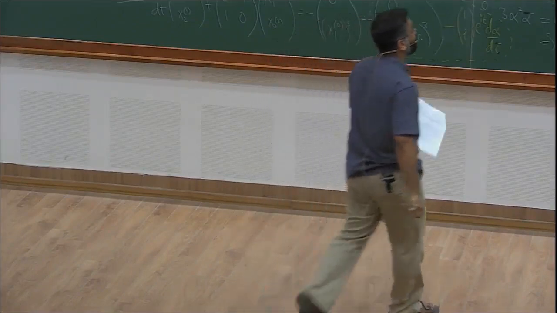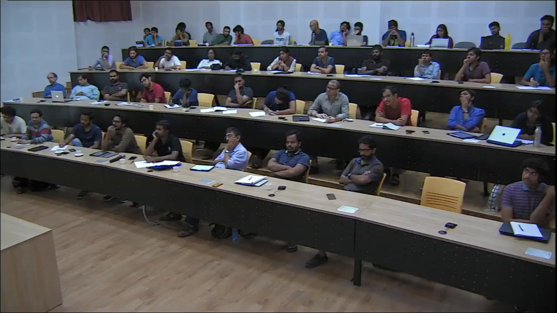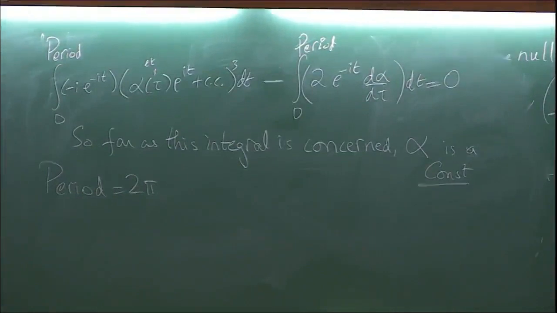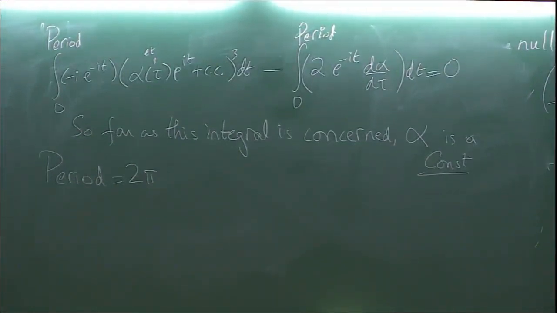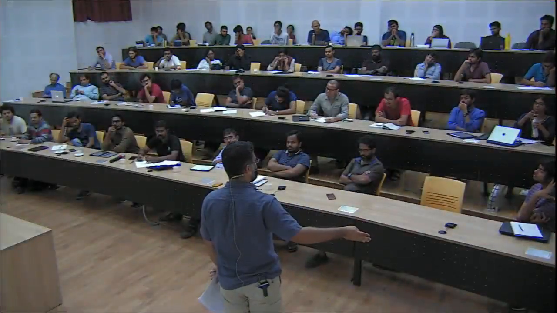So what does that mean? My period should actually be 2 pi. Don't keep the period on the large time scale. Average over the oscillations on the fast time scale so that alpha hasn't changed much, so that you can pull alpha out and make an error that's at the higher order level.